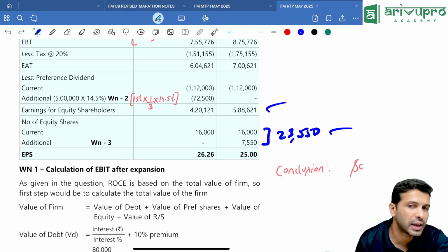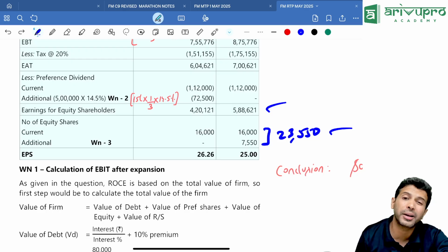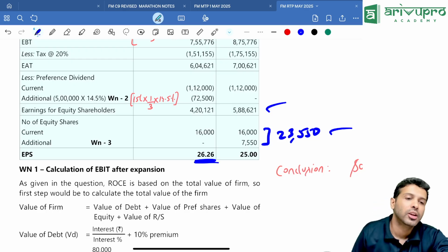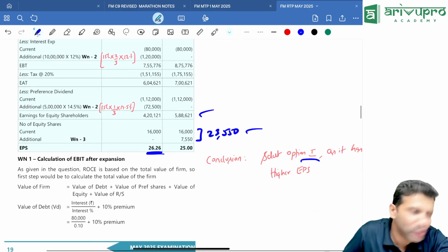Now tell me the conclusion. Which one will you go for? MPS you can't calculate, so you have to decide based on EPS. Lowest EPS or highest? Which is highest? That we are happy with. Option 1 you select.